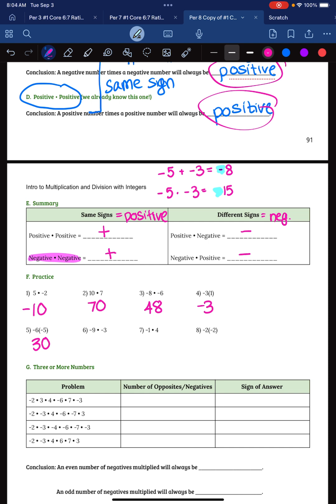Problem 6, same sign, positive. Problem 7, different signs, negative. Problem 8, same sign, positive.